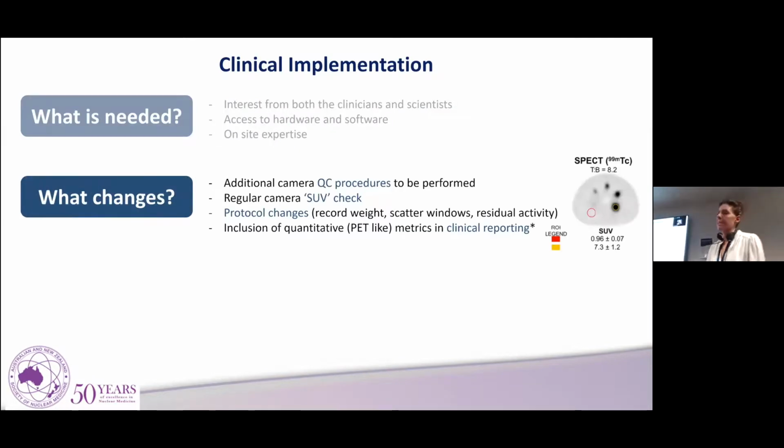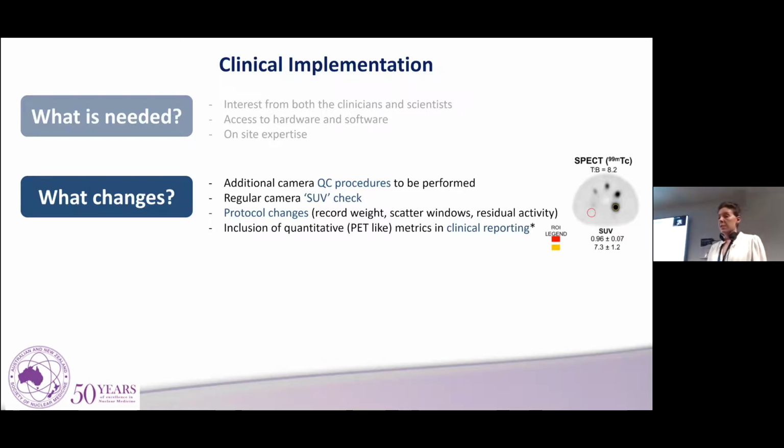What changes would we see in the clinic? Well, there would obviously be some additional QC procedures that must be performed, and we'd also be needing to do regular SUV checks, just like we do in the PET department to maintain the integrity of the PET quantification. The same sorts of tests would be required for the SPECT system. There will be some protocol changes, and this is where the technologists will be relied upon to be doing things like recording patient weight and residual activity, again, exactly like we would do in PET. And there may be other workflow changes for image acquisitions, such as the acquisition of scatter windows, if that's not already been applied.